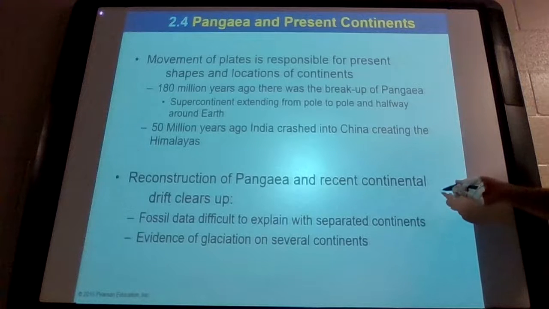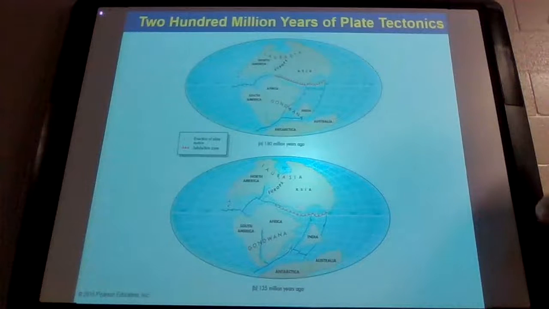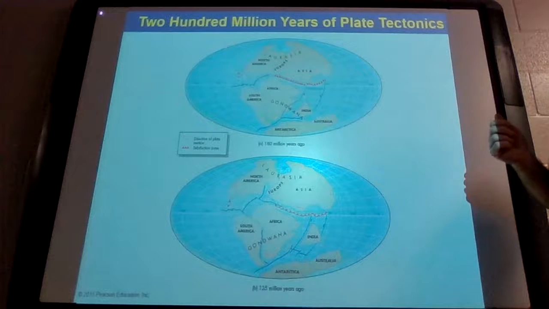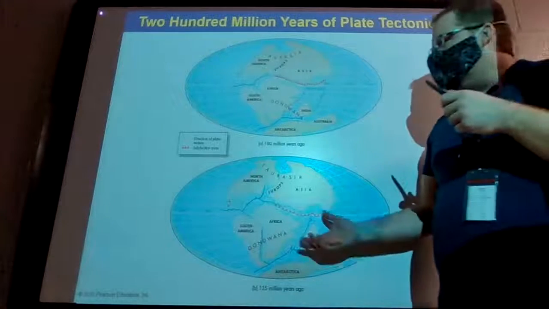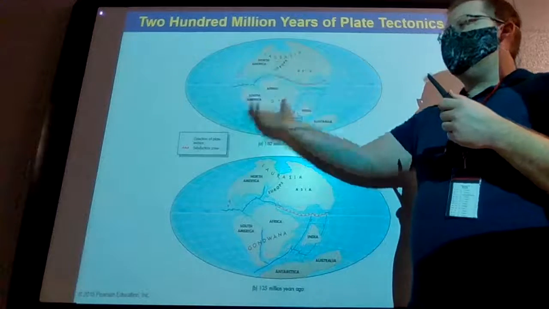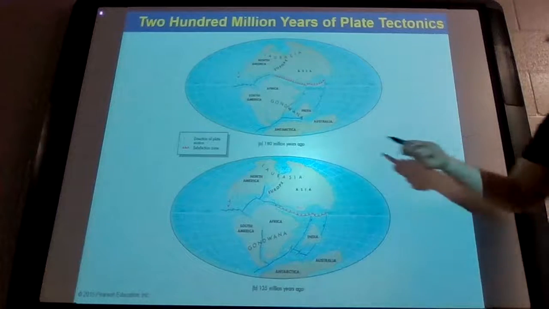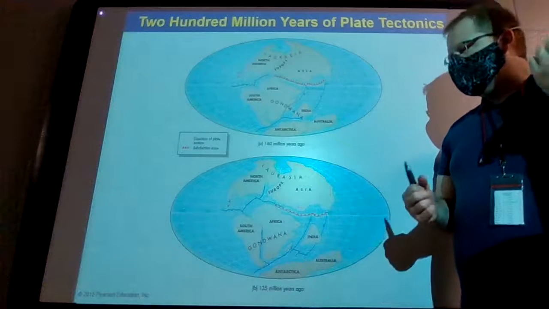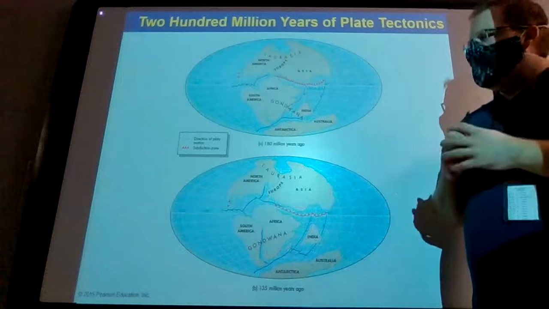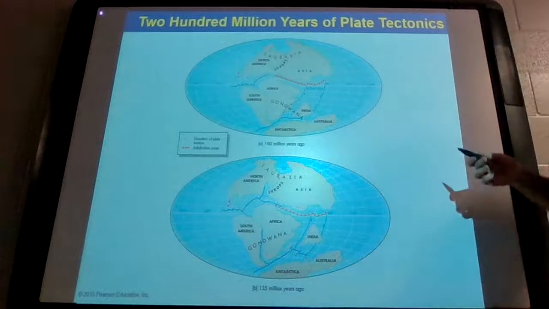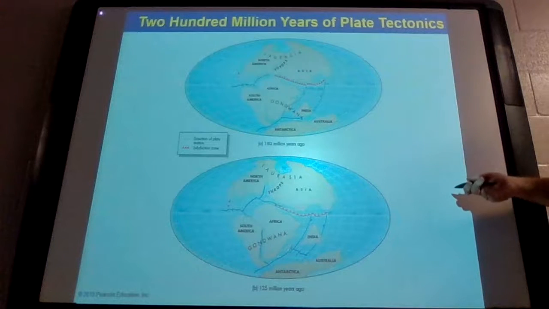Pangaea and the present continents. So they talk about Pangaea and the breakup of Pangaea about 200 million years ago. This was the last time we had a supercontinent and all the continents were together. And then at some point, about 180 to 200 million years ago, they start to break apart and go their separate ways to their current locations where we know them today.